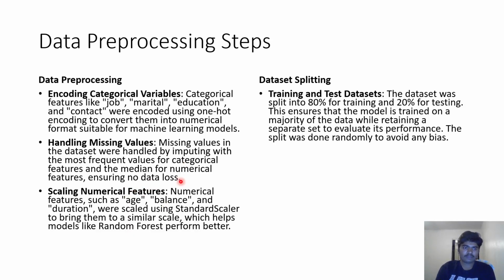Then scaling numerical features is used for better performance. If you are using a random forest, then we need to make sure it works properly. That's the reason I used the standard scaler, so that I can get the numerical features on a similar scale. While talking about data set splitting, I used 80% of my data for training and 20% for testing. I also got some decent scores, which I will talk about in the next slides.